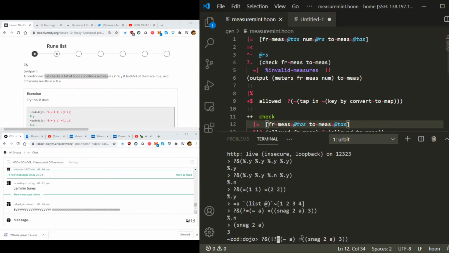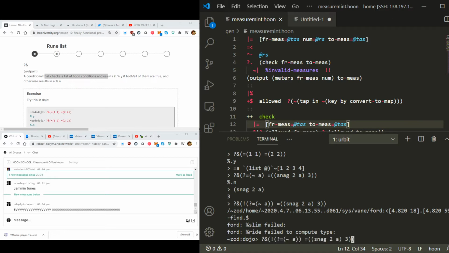Okay, so let's suppose we have a complicated formula in here, right? We are saying, if both of these things are true. The first of which is true, but the second of which is our snag of 2, the position 2 of A, is it equal to 3, which we know it is from here. And the second of which is A null, which it is not. And then we are doing the inversion of it using WhatPam. Okay, and that should give us, oh no.